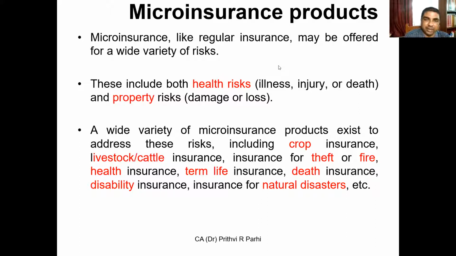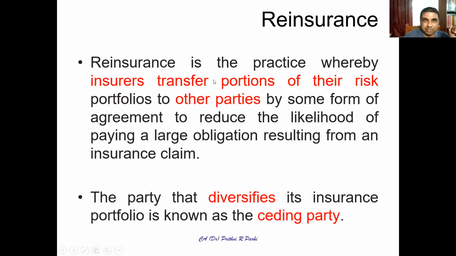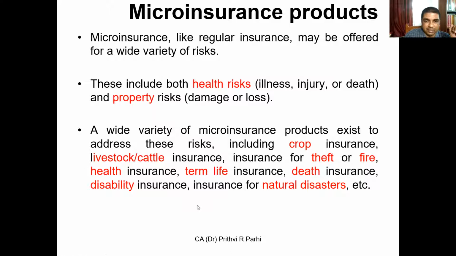Okay, as you know, it covers various risks like crop risk, damage to crop, livestock, cattle, theft, fire, health, term life, death insurance, disability insurance, natural disasters. Most of the things are covered. Okay, so this is about micro insurance. I think you got some idea about this concept of micro insurance. If you have any query on micro insurance, you may ask right now. Otherwise, we'll move to the next topic, which is reinsurance.